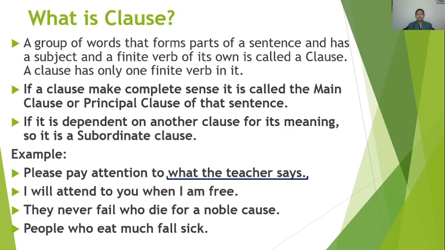Now look at the second sentence. I will attend to you when I am free. "I will attend to you" is the main clause. And the subordinate clause is "when I am free." Why is it a subordinate clause, children? The first thing, it is starting with a relative adverb, "when." Whenever a clause starts with any relative pronoun or relative adverb like when, where, who, whose, which, that, this is the first identity of a subordinate clause.